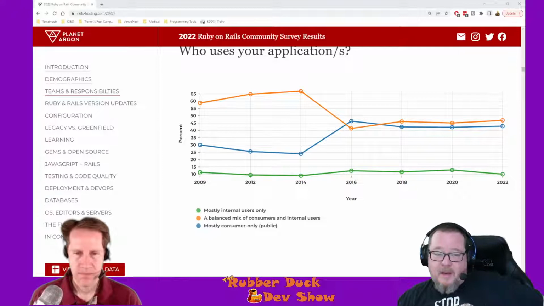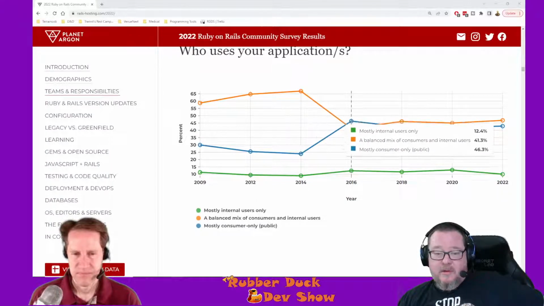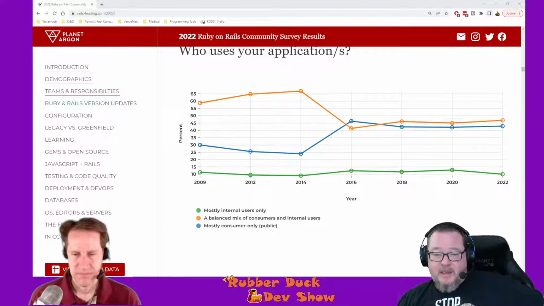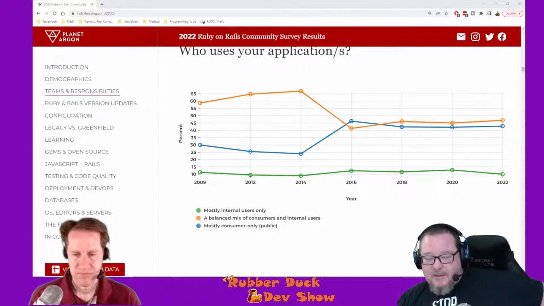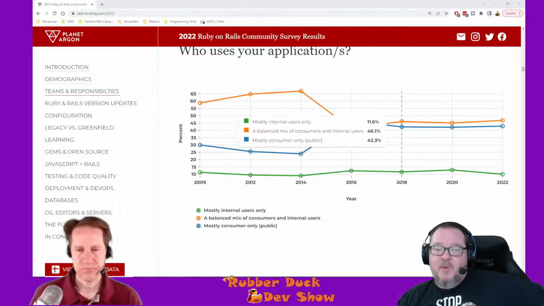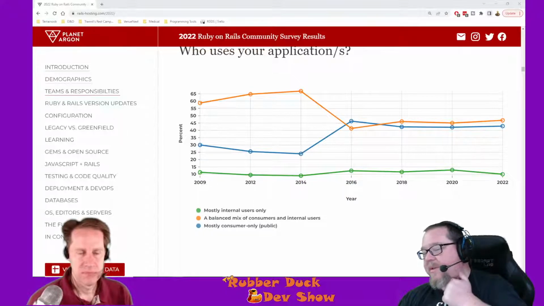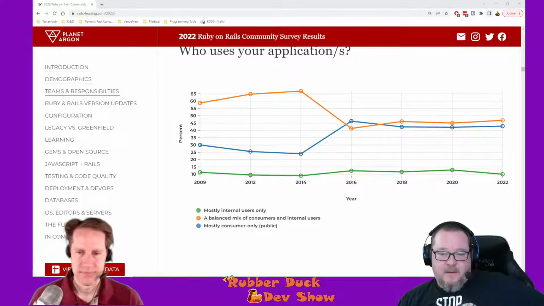So yeah, I'm a little surprised to see that. And what I'm really surprised about is the fact that it was way more than that in 2009. It's largely internal. And it didn't start equalizing until 2016. That was a little surprising. Hasn't moved much in the past 5 or 6 years, but weird.